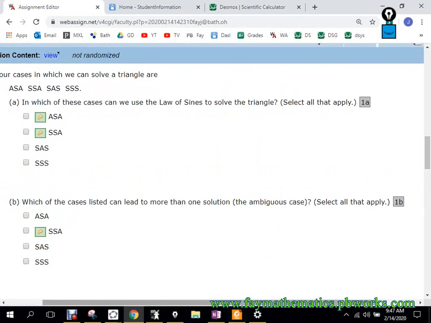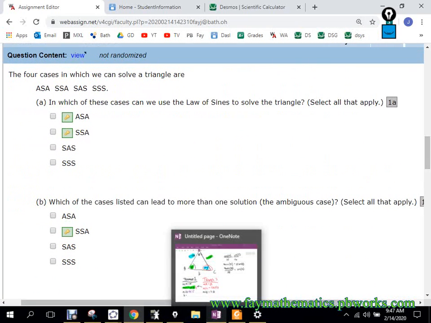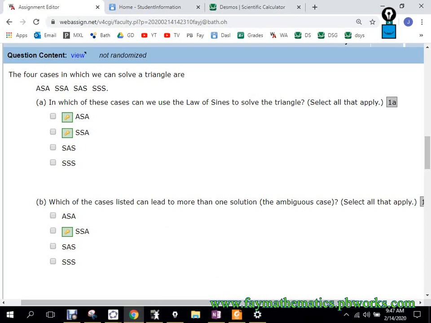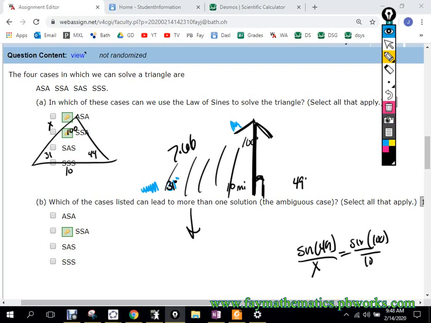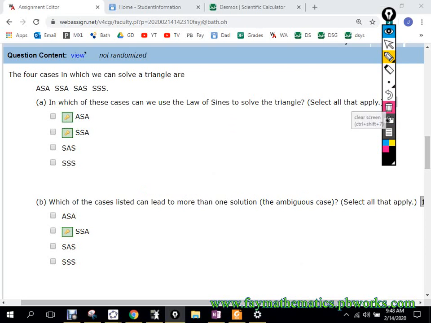So this isn't a huge concern or issue. I'm not going to ask this, but some people prefer to know these things. These are the four congruencies that we know should exist from geometry. There's another one called hypotenuse leg, but that is the angle side situation for a right triangle. So it's asking you which cases do we use for the law of sines.